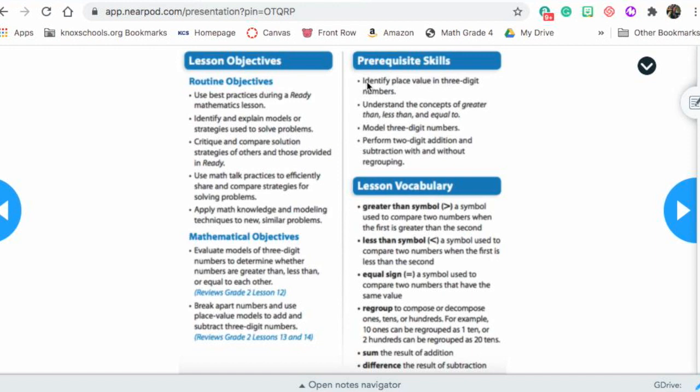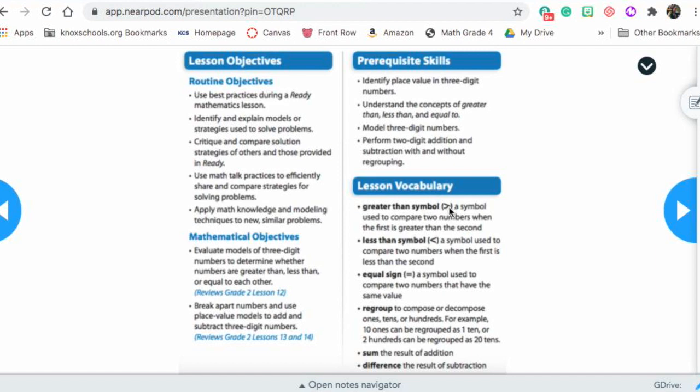The prerequisite skills that you need to have coming into this lesson are identify place value in 3-digit numbers, understand the concepts of greater than, less than, and equal to, model 3-digit numbers, and perform 2-digit addition and subtraction with and without regrouping. Your lesson vocabulary is going to be greater than symbol.